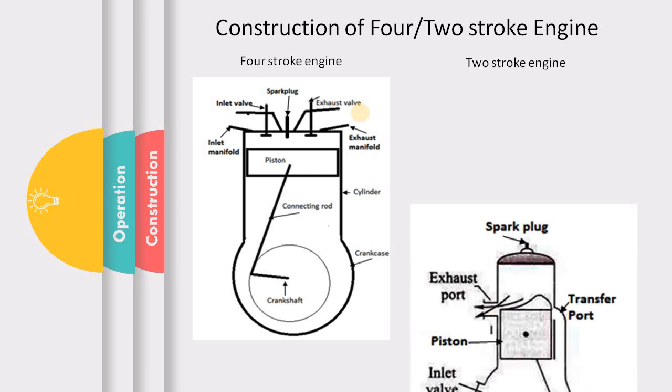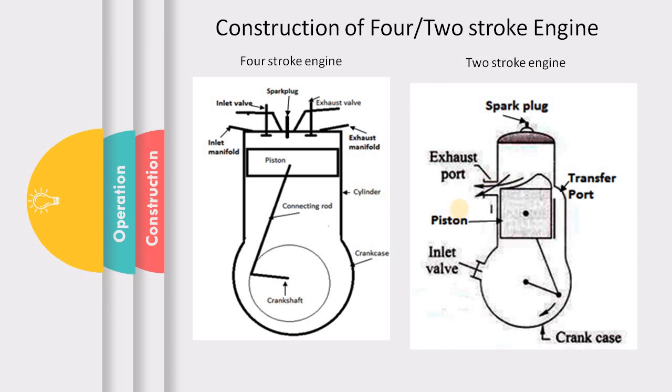Comparing to this, we have a two-stroke engine, something like this. So here, this is our two-stroke engine. Now here we have what we call an exhaust port, and here we have what we call a transfer port, and one more is there, which we call an inlet valve. Now this piston is supposed to move up and down, and during the operation, let us discuss the difference.